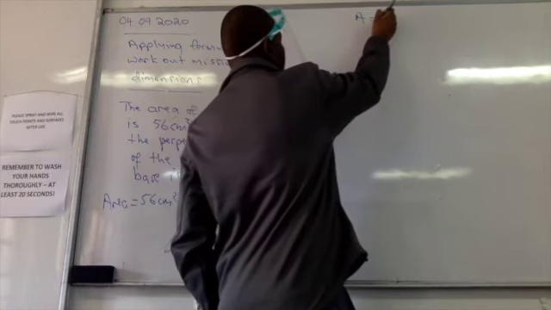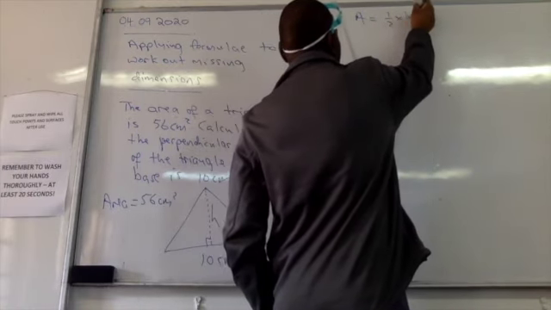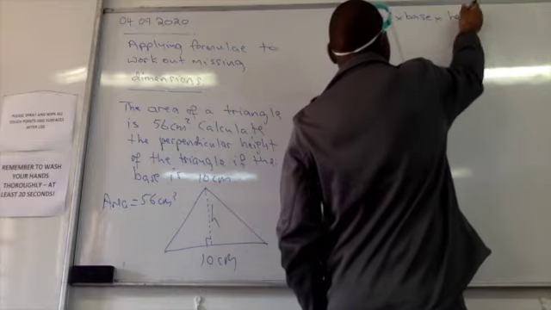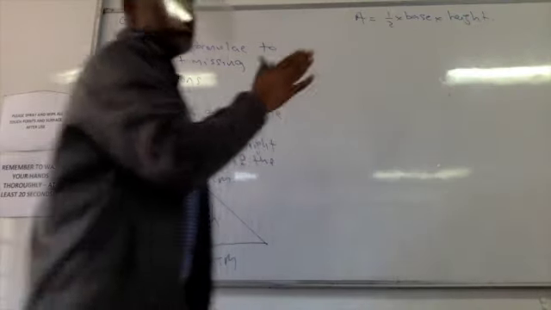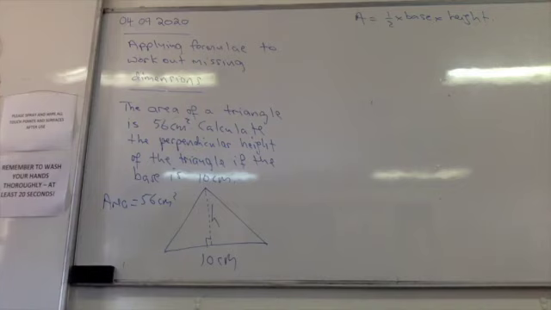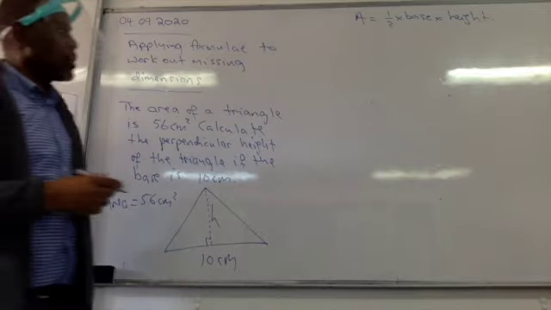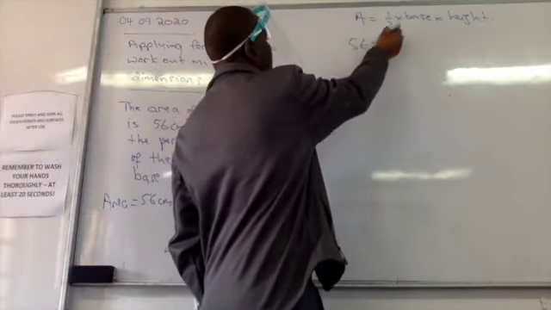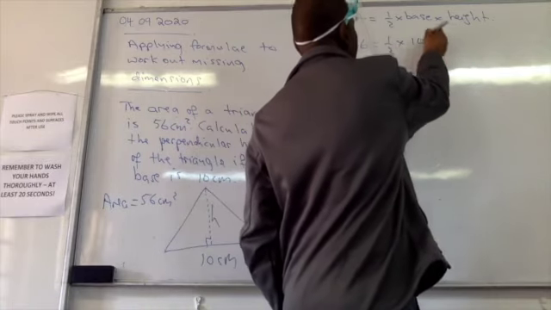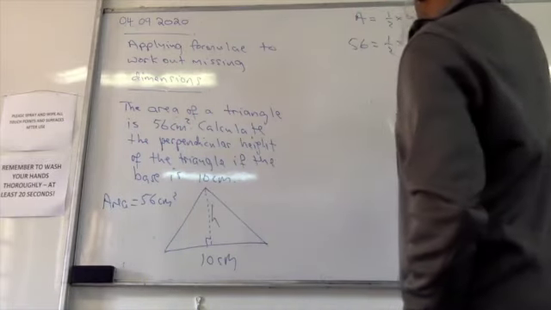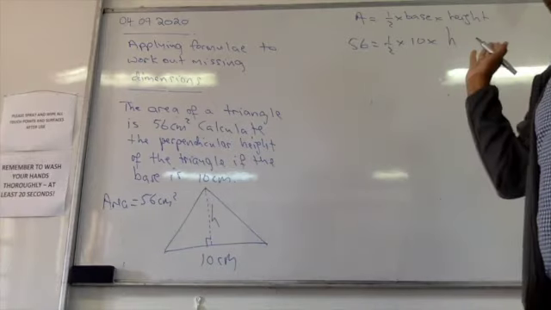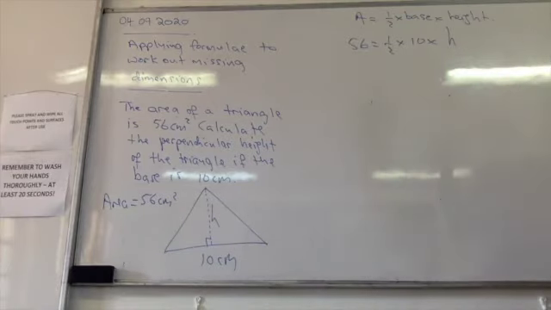Okay, so area is equal to half multiplied by the base multiplied by the perpendicular height. Then you substitute in that formula for whatever you know, just substitute and work out the required dimension. So area is 56, so we get 56 here. Is half multiplied by the base, and the base is 10, multiplied by the height. I'll just say h for the height. So there you are. This is now an equation which is algebraic in nature. And so if you know how to solve equations, you should be fine.